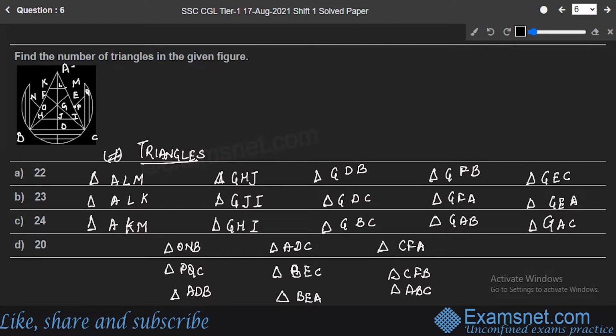So let's count how many triangles we have. 3, 6, 9, 12, 15, 18, 21, and 24. So how many triangles are there in total? There are 24 triangles. Option C. All right, hope you are clear with this. Then let's move to the next question, number 7.